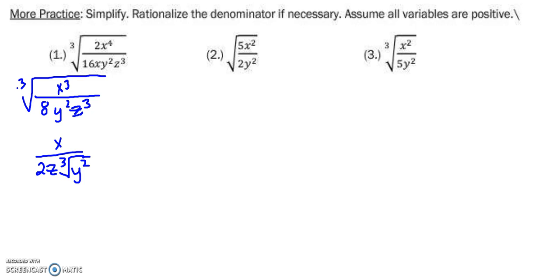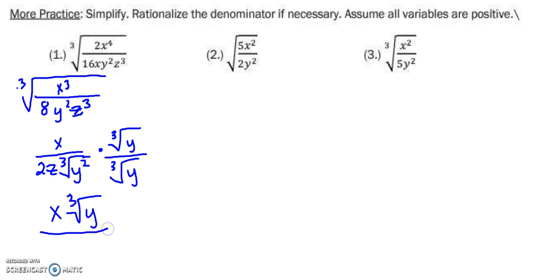Now, I don't want a radical in my denominator, so I need another y in there to get rid of that radical. So I'll multiply the denominator by the cube root of y. And since I do that to the denominator, I need to do the same thing to the numerator. I end up with x times the third root of y in the numerator. And in the denominator, I now have 2yz.